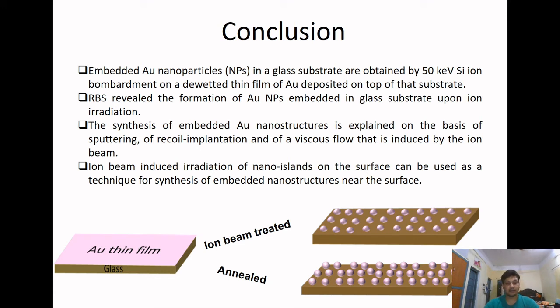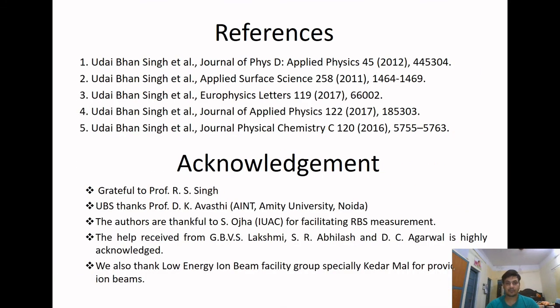In irradiation, you can see that these nanostructures are partially embedded, and after annealing you get nanostructures which are only on the surface, not attached with the surface. That is the main importance of this research work, and I want to emphasize one more thing: here you can use only one ion source for making any kind of nanostructures. That is very important. And I have discussed all these things.